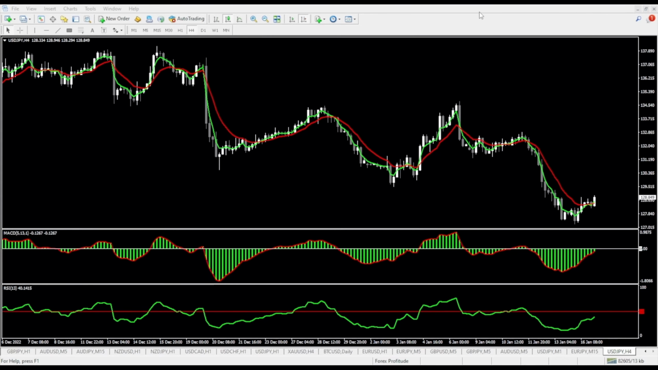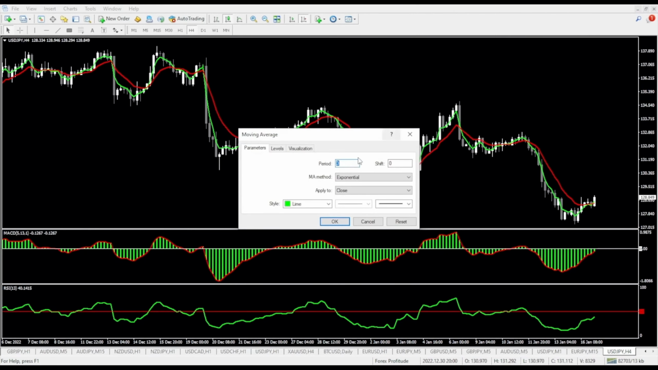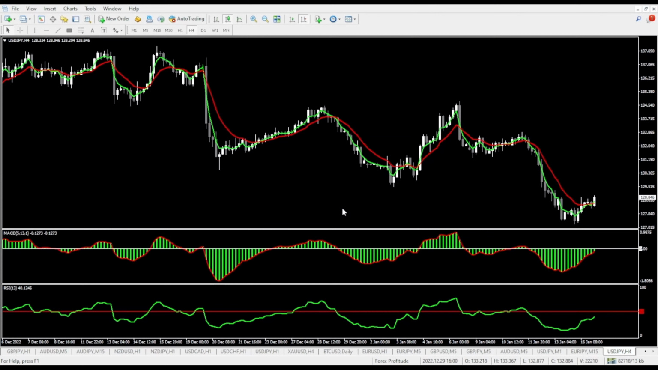So the first thing you're going to notice is on the chart where the candles are, there are two moving averages. We've got a green moving average and a red moving average. The green moving average is the 3-period exponential moving average, and the red moving average is the 10-period exponential moving average. We are looking at these moving averages for crossovers. We want to see that the moving averages either cross up for a buy trade or cross down for a short trade.